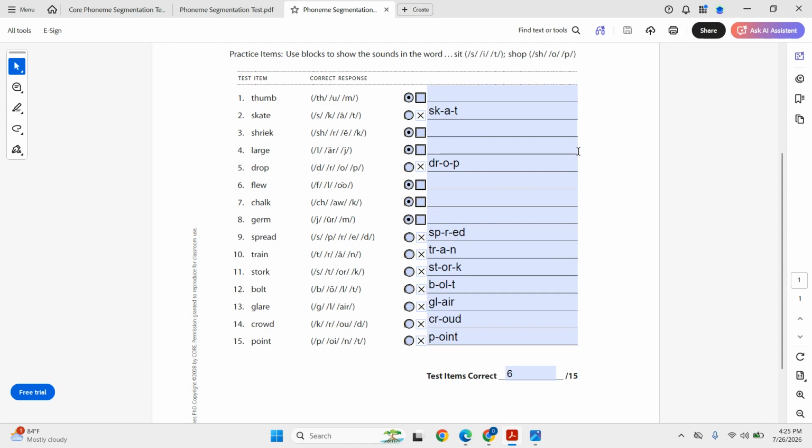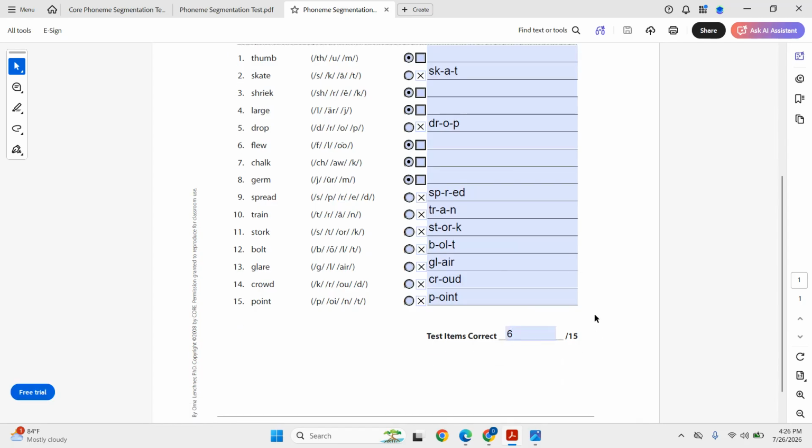After administering all test items, count the total number of correct responses out of 15. So we're looking at Kaden, and out of 15 items, Kaden got 6 items correct. You will record the student score on both the student profile form and the class record form for ongoing progress monitoring and instructional planning. Great. So that's the importance of recording this information.